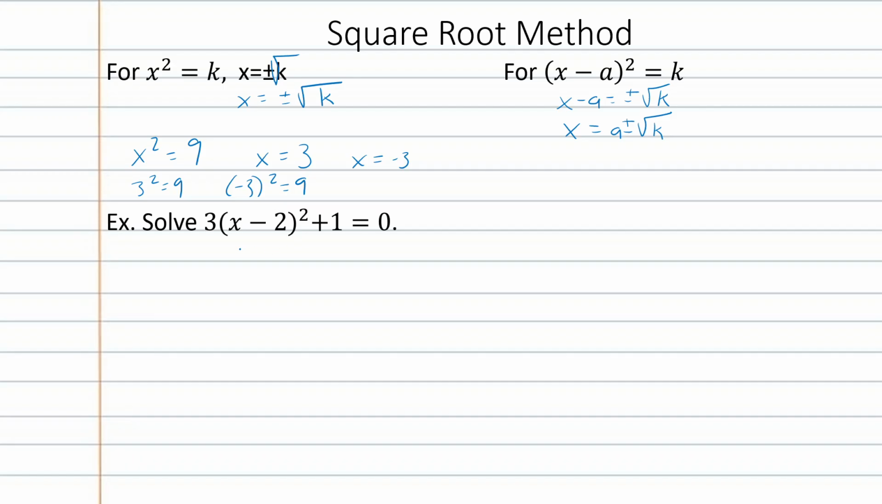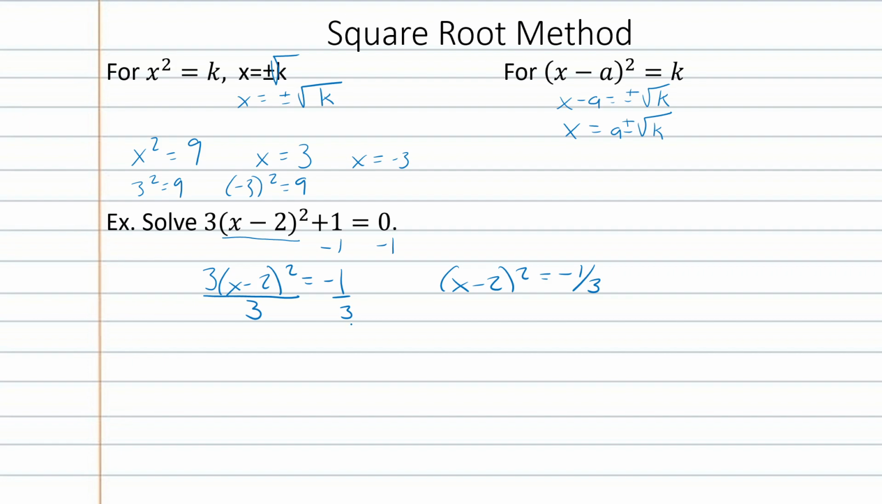Now, let's put this in a full equation form and try to solve. Here we have 3 times x minus 2 squared plus 1 equals 0. All right, first thing I'm going to do is solve it down to where I basically just have this squared term by itself on the left-hand side and everything else is moved over to the right. First thing I'm going to do is subtract 1 to make that happen. That'll give me 3 times x minus 2 squared equals negative 1. And then I can divide the left-hand side by 3 and the right-hand side by 3, and it's going to give me x minus 2 squared equals negative 1/3.